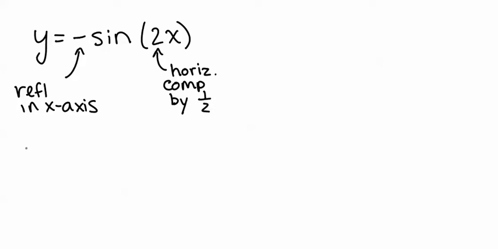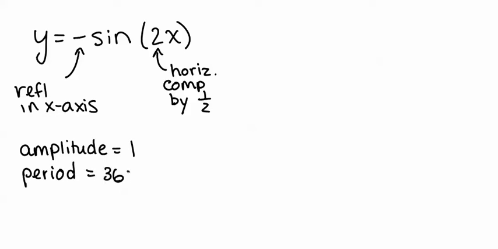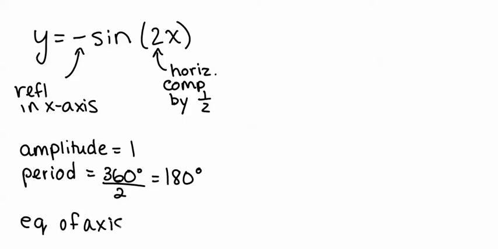So if I had to talk about my key features, my amplitude is still going to be 1. I don't really care about the negatives, so amplitude of 1. My period is going to change, so instead of being 360 degrees, I have to divide that by k. So my period is actually just 180 degrees. And my equation of axis is staying the same. It's going to be y equals 0.